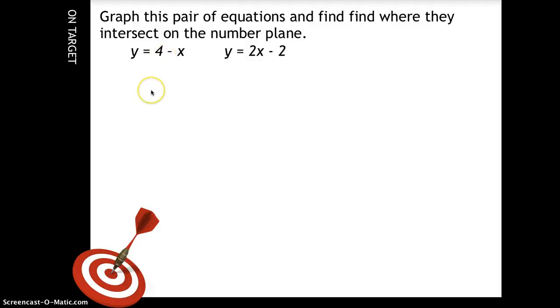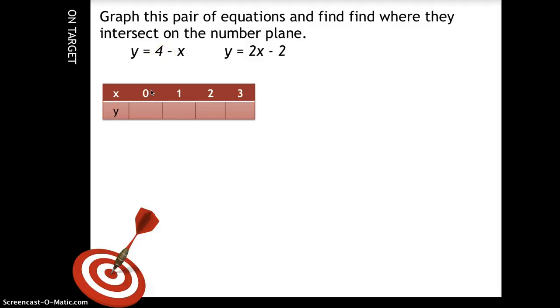First, I'm going to make a table of functions so it's easier to graph. Okay, so I put there my function table, and I'm going to fill this out for the first function. For the first function, y is equal to 4 minus x, I'm going to substitute x by 0. So 4 minus 0 is 4. Then 4 minus 1 is 3. Then substitute x by 2. 4 minus 2 is 2. And the last one, 4 minus 3 is 1.